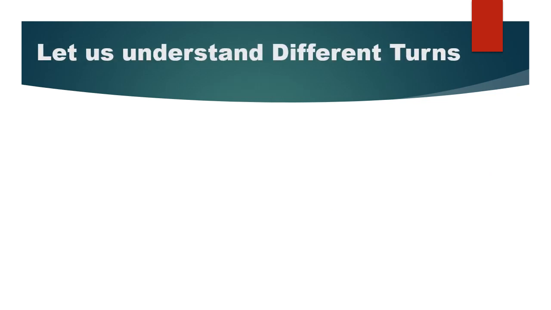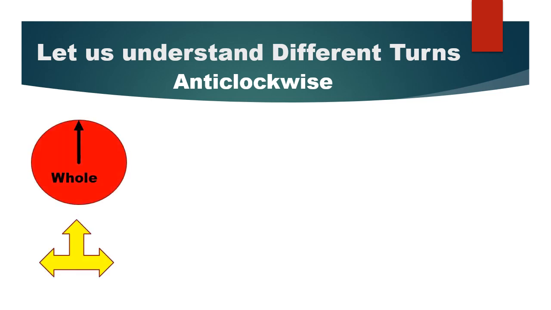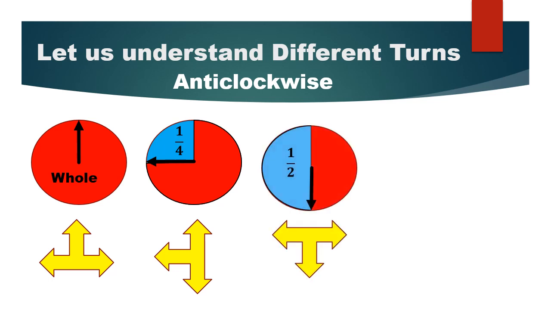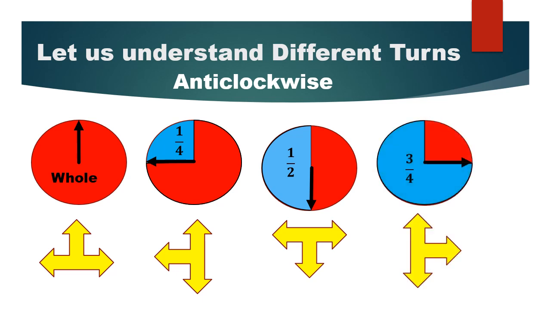Now, again let us understand different turns anti-clockwise. Students, please pay attention here. See the original position of the given shape. Now, if I want to give a 1/4 turn anti-clockwise, the given shape will turn anti-clockwise. Now, if it is a half turn, you can observe the turn given to the shape. Same way, 3/4 turn. These are all anti-clockwise turns.